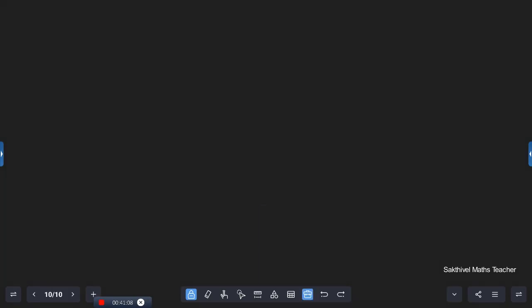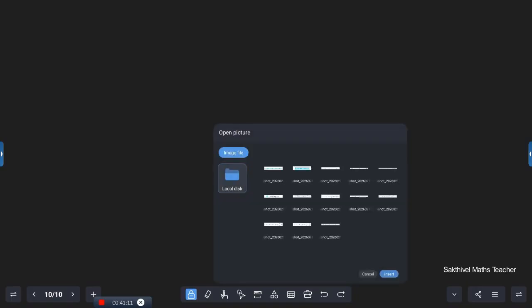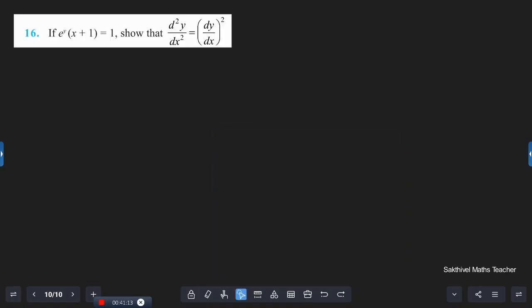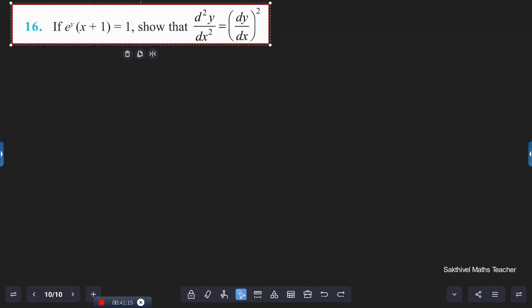Then the 16th one. What do you see there? The 16th one is also the same, a little easy only. Listen. So e power y into x plus 1 equals 1, that is what they have given. If you want, you can send x plus 1 to the opposite side, that is our wish. Or else I will use uv. You can use uv also, not an issue. So I'm going to use uv only.